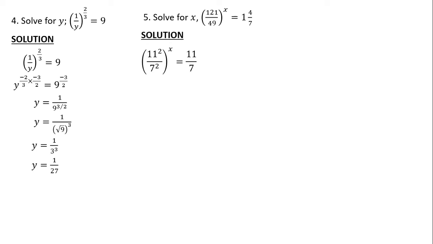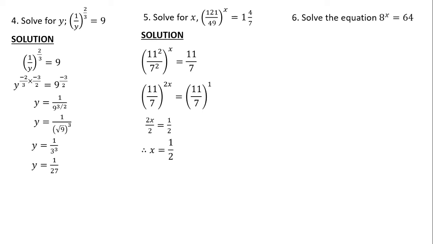We'll do that. Using the index of an index, we are going to multiply the powers. That's going to give us 11 over 7 to the power 2x. We'll change the 11 over 7 into an index by introducing a power 1. So 11 over 7 is the same as 11 over 7 to the power 1. From there, we are going to equate the powers. So we'll say 2x is equal to 1 because the bases are the same. 2x is equal to 1. To remain with x, we'll divide both sides by the coefficient 2. Therefore, our x is equal to half.